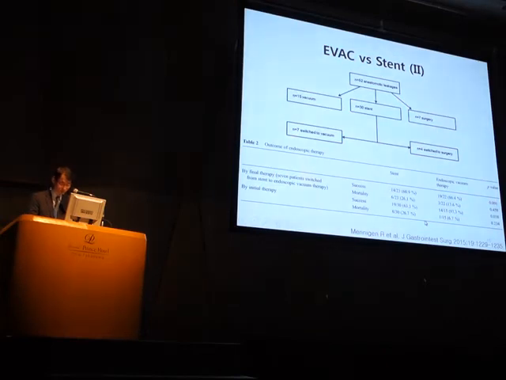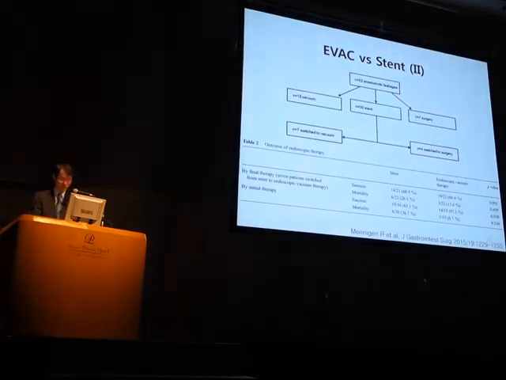Another German retrospective study analyzed 45 patients with anastomotic leak following esophagectomy who received either vacuum treatment or stent treatment. As you can see here, 7 patients from the stent group were switched to the vacuum and 4 to the surgery.